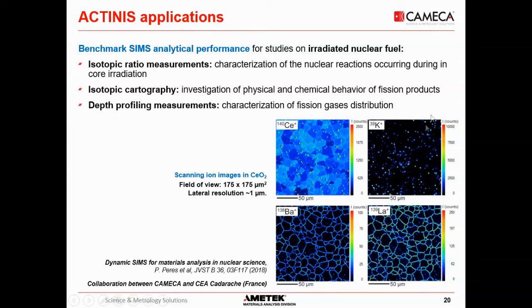And we can see that the impurities, potassium, are distributed as small particles, whereas the barium and lanthanum are on the grain boundary. So it's clearly distributed along the grain boundary. These results have been published in a paper which describes, for those who are interested, the dynamic SIMS applications in nuclear science. It's one of the examples presented in the paper.